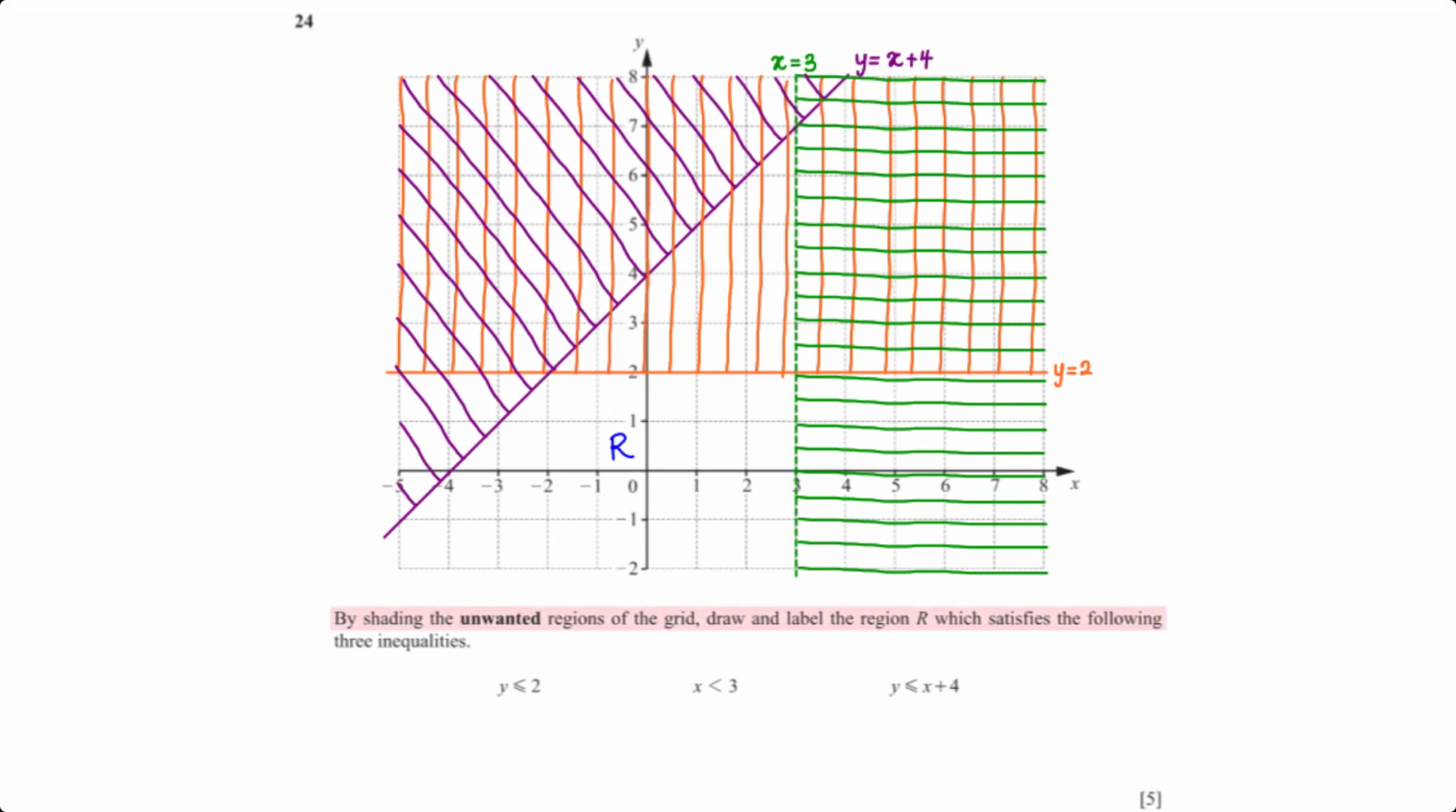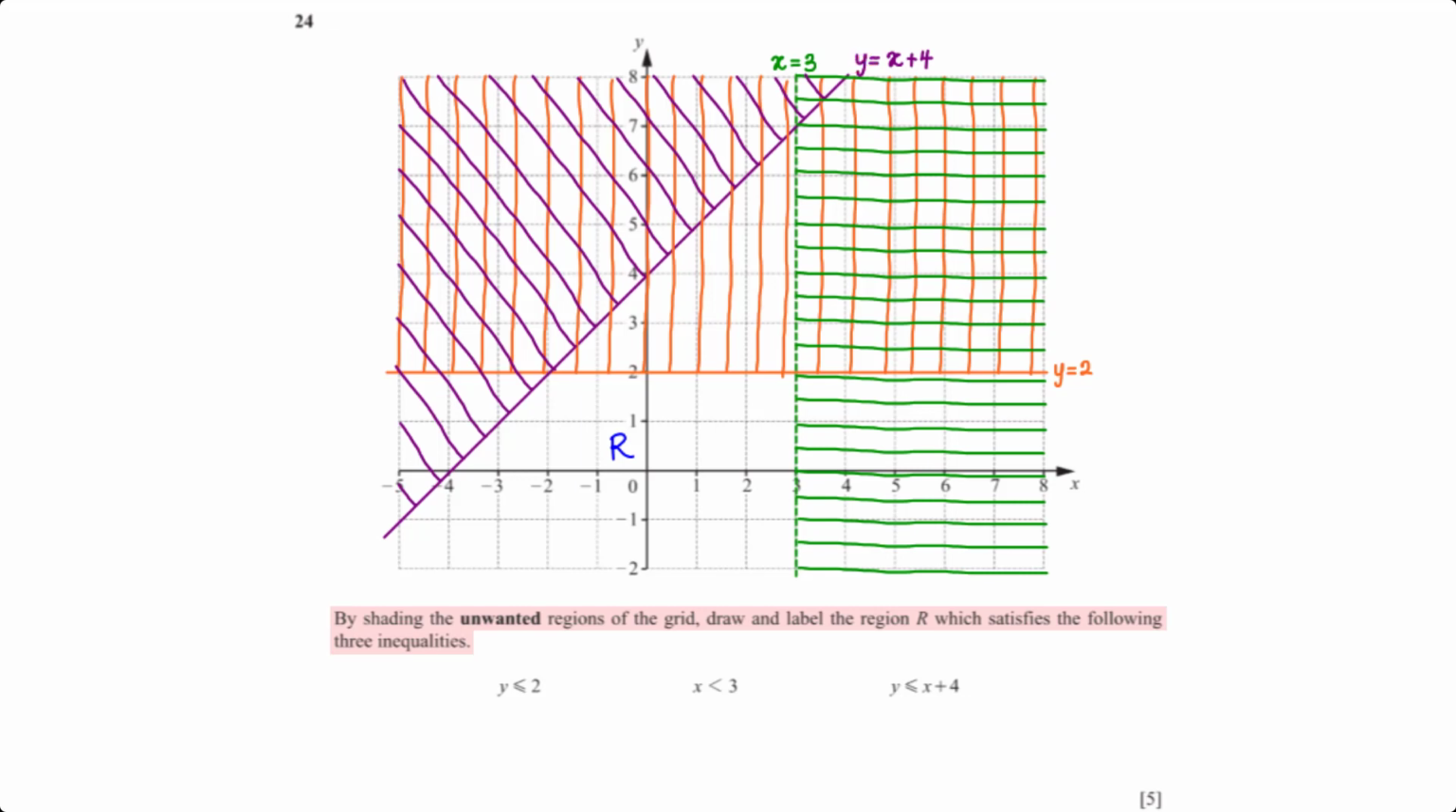By shading the unwanted regions of the grid, draw and label the region R, which satisfies the following 3 inequalities. For the first inequality, we draw the line y equals 2. For the second inequality, we draw the line x equals 3. Note that we draw this as a broken line because the inequality does not have an equal sign attached to the less than symbol. And for the final inequality, we draw the line y equals x plus 4.